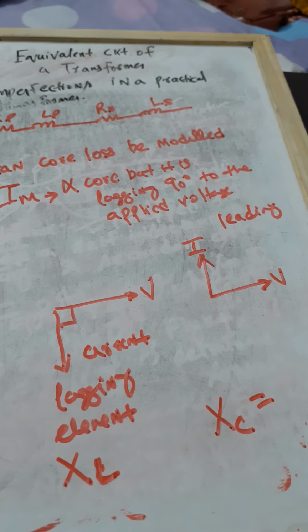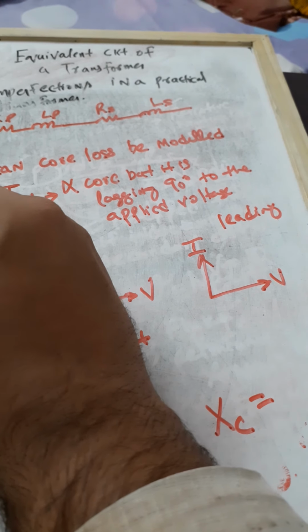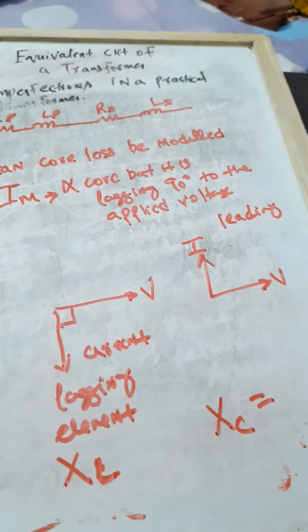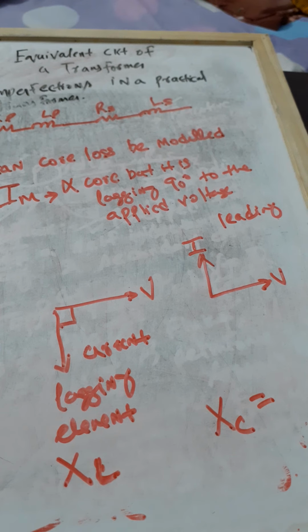So the core loss current, that is your I_h+e, is a current proportional to the voltage applied to the core, that is in phase with the applied voltage. So it can be modeled by a resistance connected across the primary voltage source. Remember, both of these are non-linear in nature, and your inductance XM and resistance RC we can best approximate to the core effects.